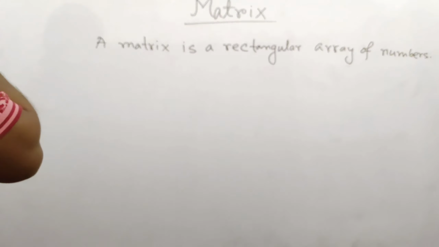Okay, for example, if it is A1, A2, B1, B2, here is X1, Y1, X2, Y2. These two are matrices. So in a matrix, the numbers are arranged as a rectangular array. It could be a rectangle or it could be a square.